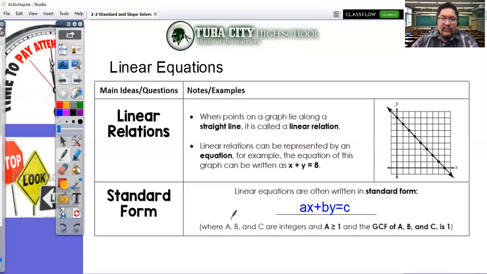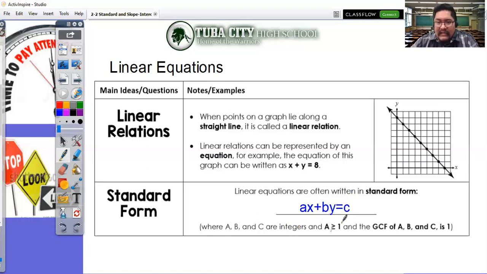There are a few rules about writing something in standard form, and that is that a, b, and c are integers. By integers, I mean they have to be whole numbers, whether negative or positive. So you cannot have fractions or decimals in the A spot, the B spot, or the C spot. They have to be whole numbers, either negative or positive.